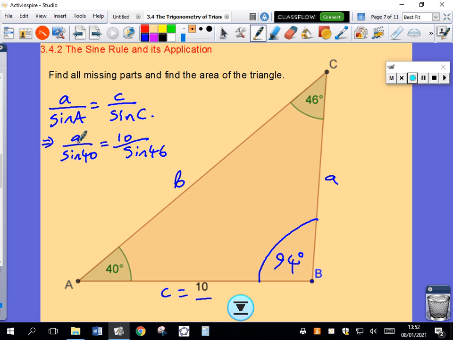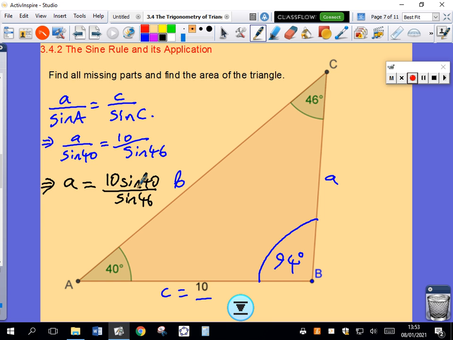So all I have to do now is solve for a. To solve for a, I'm going to multiply both sides of that equation by sine 40. So multiplying on the left by sine 40 will eliminate that division by sine 40. So when I multiply both sides by sine 40, I'm going to be left with just a on the left, and on the right I'll get 10 sine 40 over sine 46.